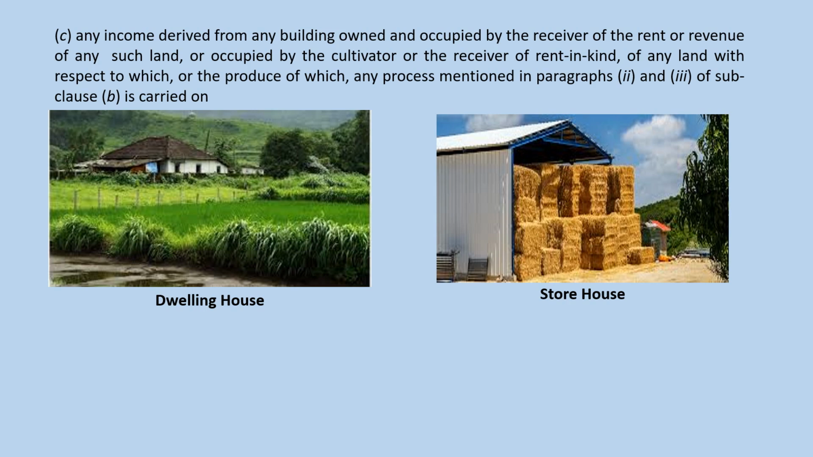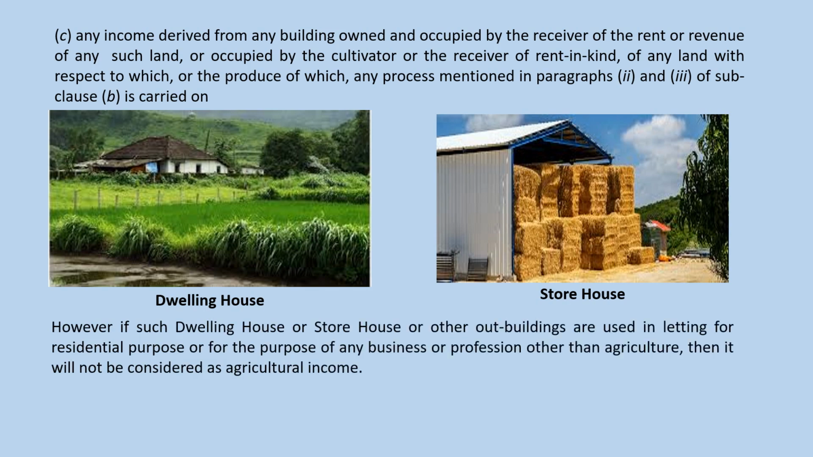Now this dwelling house is a place which is used for temporary stay of workers or farmers or cultivators on the land, and storehouse is used for storing the agricultural produce. So if they are situated on the agricultural land or near agricultural land which is used for agricultural purposes, then any income from the dwelling house and storehouse will be treated as agricultural income. However, if such dwelling house or storehouse or other outbuildings are used in letting for residential purposes or for the purposes of any business or profession other than agriculture, then it will not be considered as agricultural income.